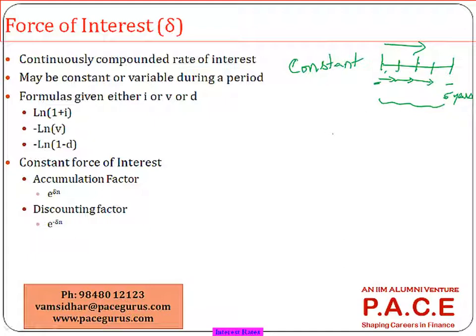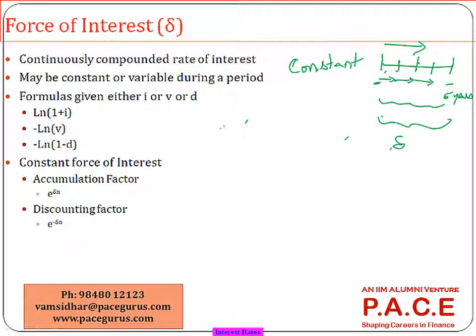That is where we call force of interest being a variable. If it is one single value throughout the entire period, we call force of interest as constant delta. Whereas if it is changing with time, we call it a variable. So we'll look at both.